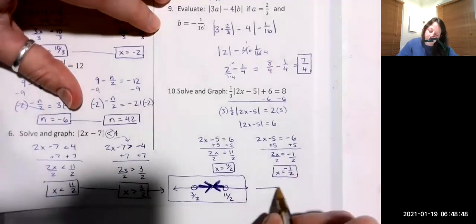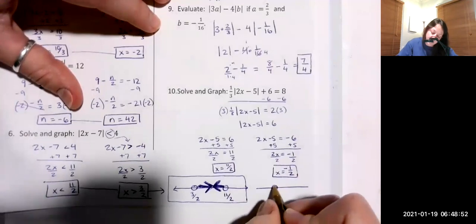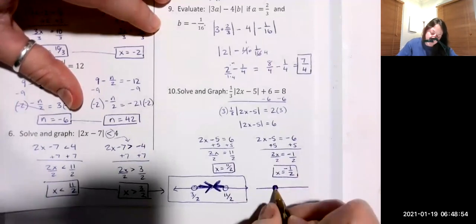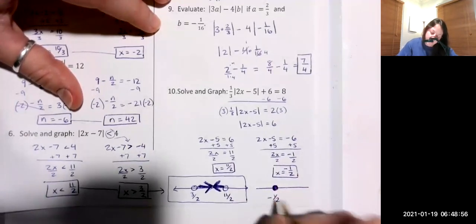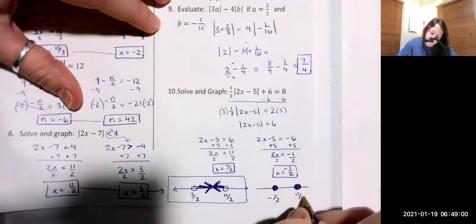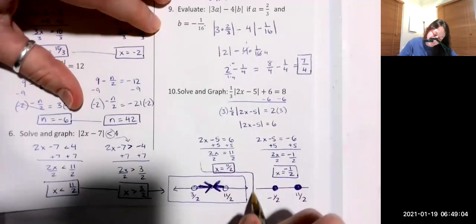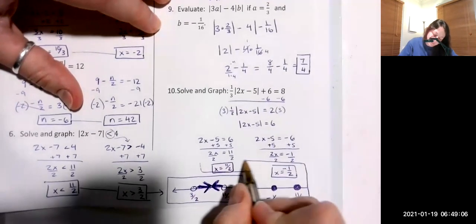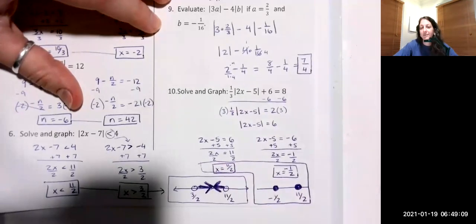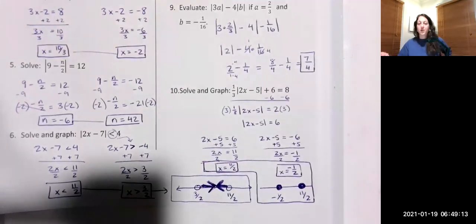Now let's graph them. And I'm going to squish this in the best I can. The good news is I just need to draw dots. Here's negative 1/2. Here's 11/2. Done. All right, so there's your Unit 1 review. Hopefully these videos helped.